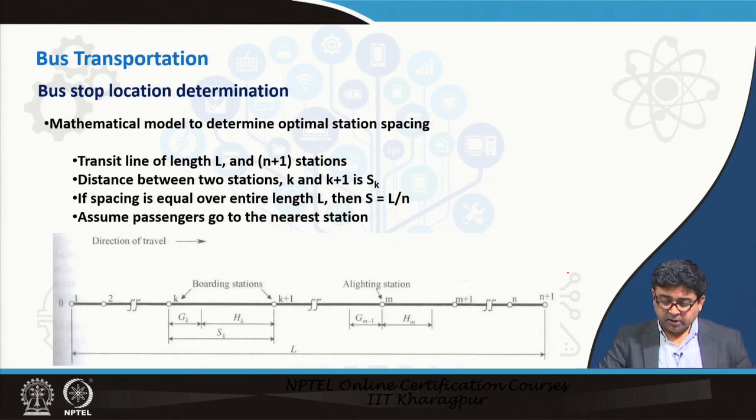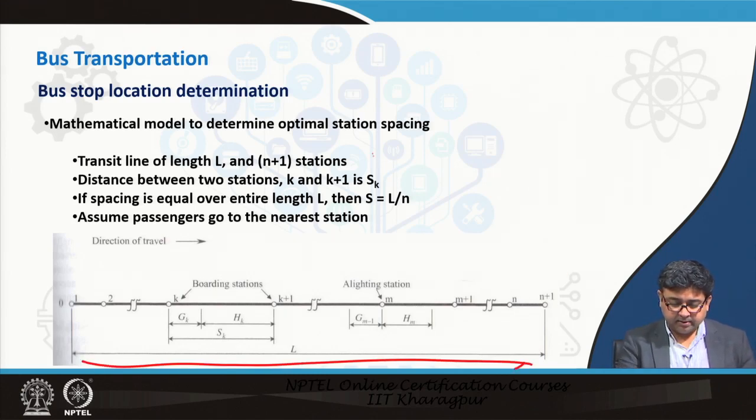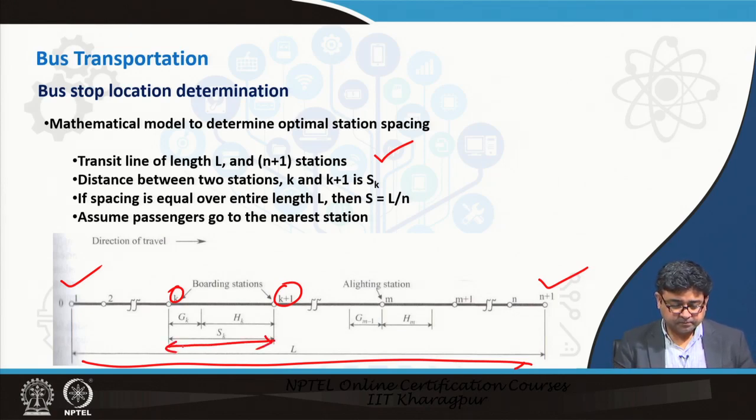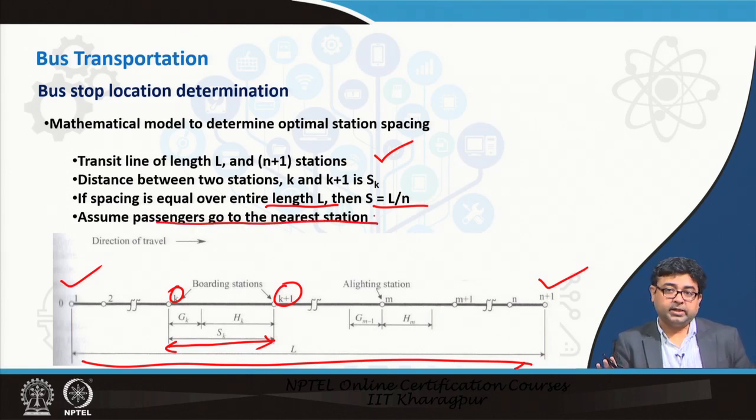So, consider a transit line of length L, which has n plus 1 stations, and the distance between any 2 stations, say k and k plus 1. The spacing between them is S k, and if the spacing is equal over the entire length L, then S is L divided by n. So, if you think of these as all equally spaced, then each spacing is L divided by n, and assume that the passengers go to the nearest station. That is a safe assumption to make, right.